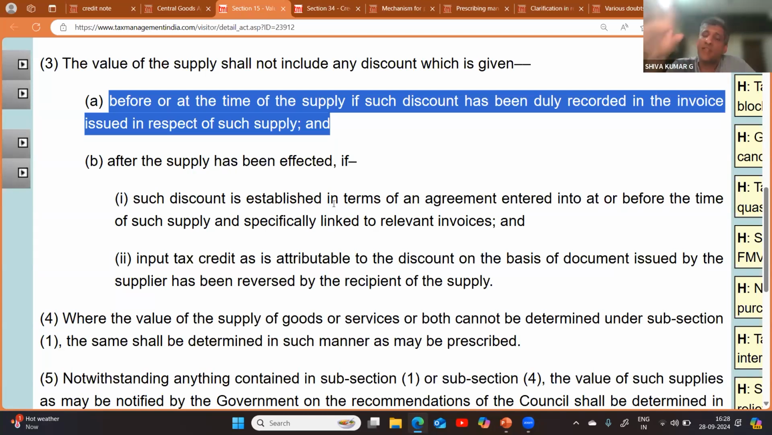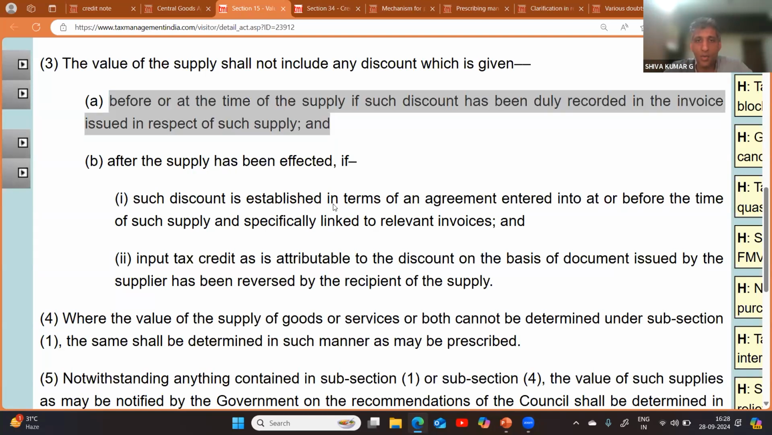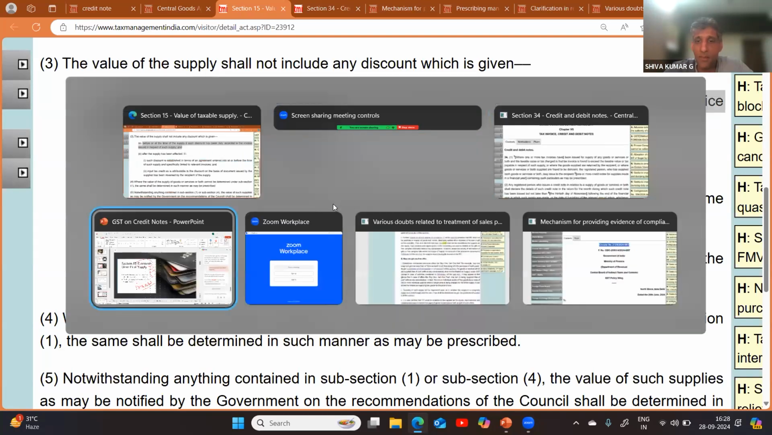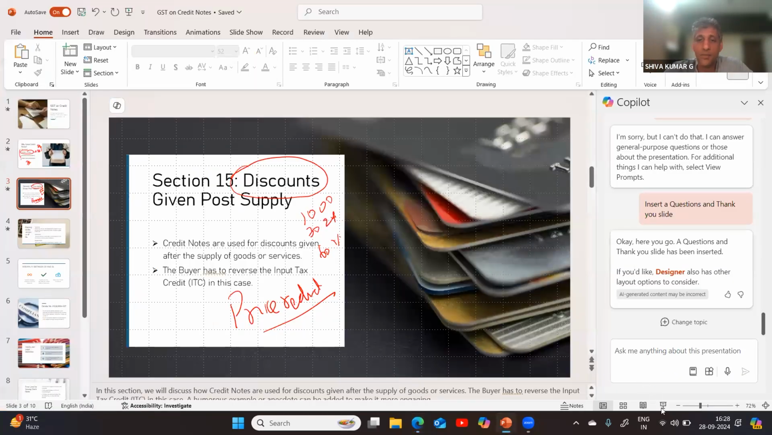But now the question is, okay, let's assume the buyer has to reverse the credit. Now, how will you prove that my buyer has reversed the credit? There is no way I can prove that my buyer has reversed the credit. That is the issue here.